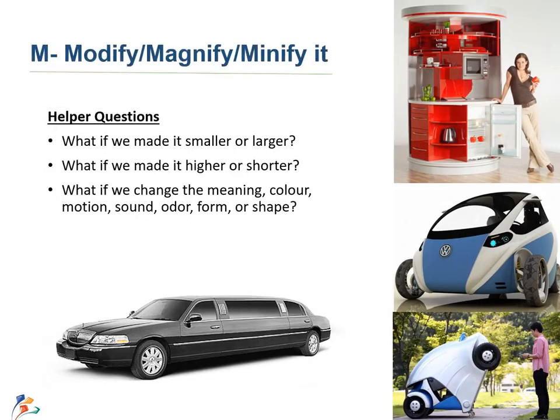M in Scamper stands for modify, magnify, or minify. Think of ways your product can be modified. Ask yourself the following questions. What if we made it smaller or larger? What if we made it higher or shorter? What if we change the meaning, color, motion, sound, odor, form or shape?